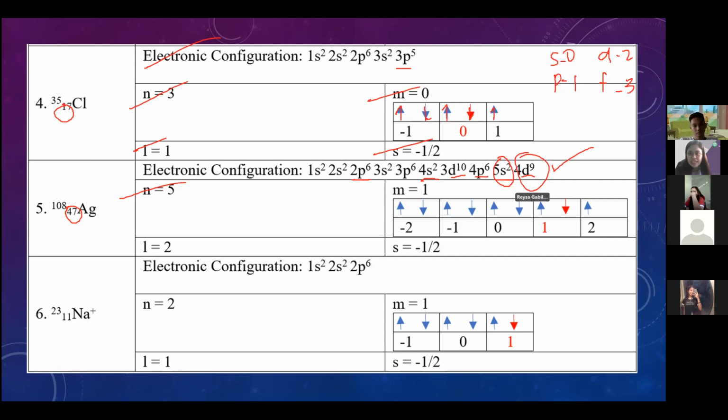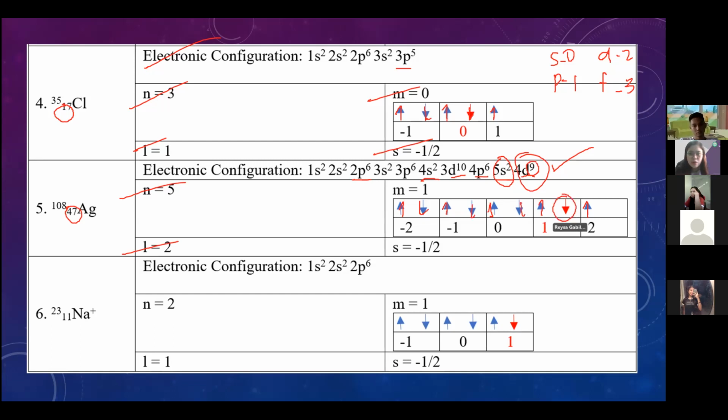So it's a D, and D is represented by 2. So this is correct. And D has 5 orbitals. So 1, 2, 3, 4, 5. We will be filling in the last set of electrons. We have a total of 9. So 1, 2, 3, 4, 5, 6, 7, 8, and 9.